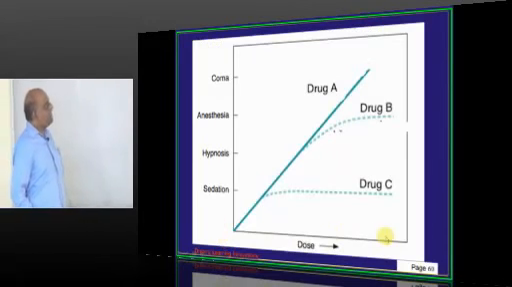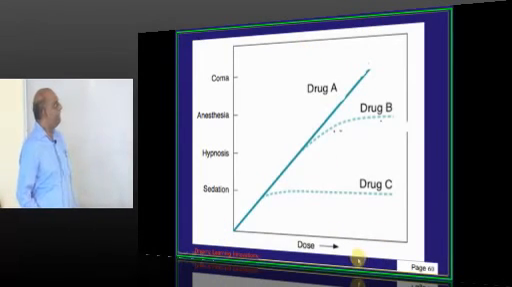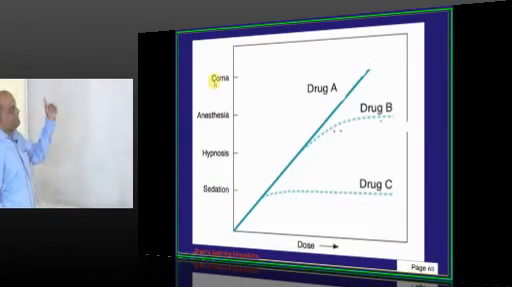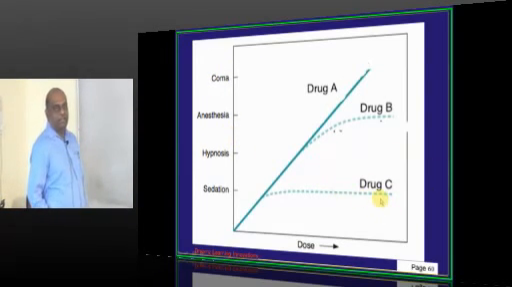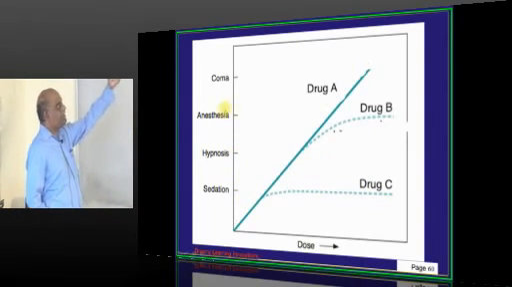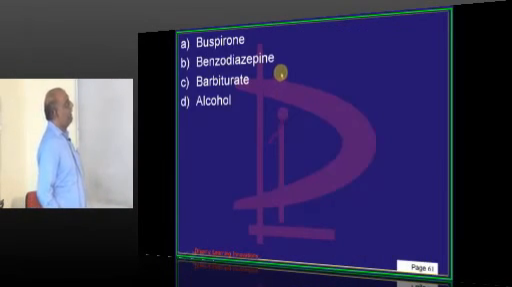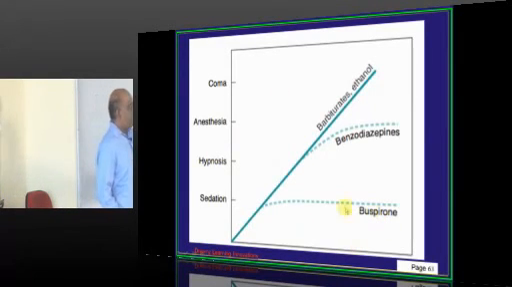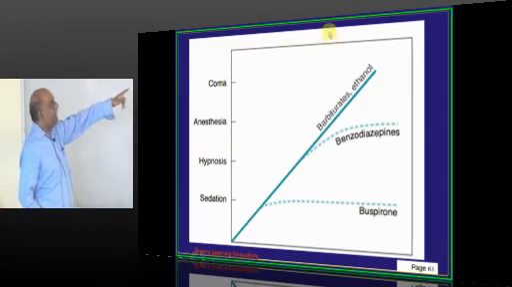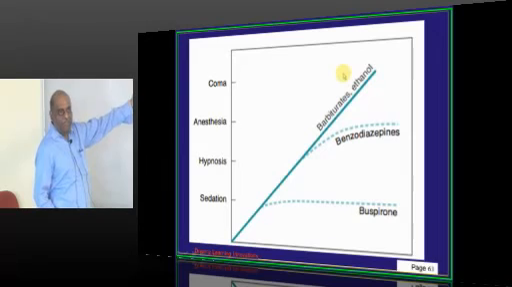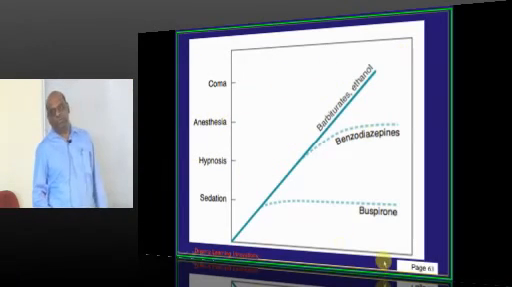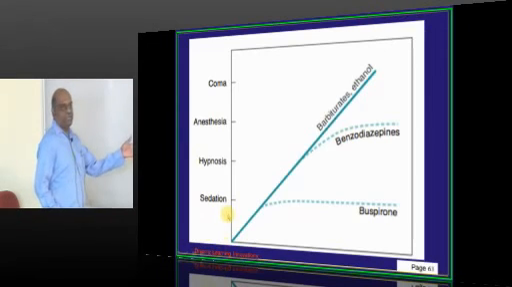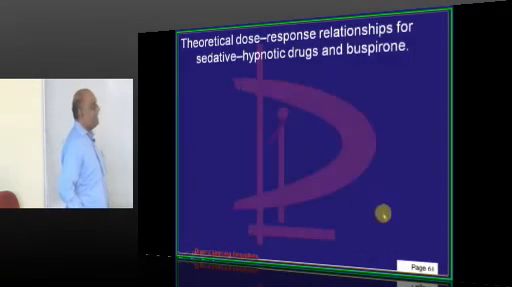Then there is a dose response relationship. Sedation, hypnosis, anesthesia, coma. Which is this drug C, which does not lead to hypnosis, anesthesia and coma? It is buspirone, which is safer compared to benzodiazepines and barbiturates, because it does not lead to coma or anesthesia, is what you have to basically remember. Hence buspirone is used as an anxiolytic agent.